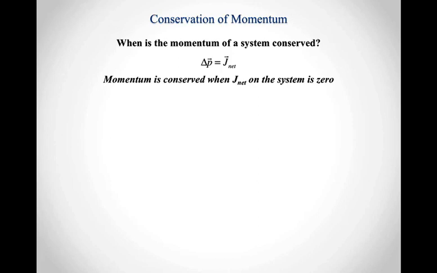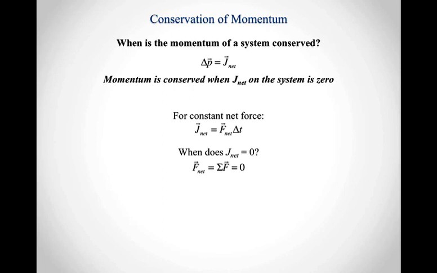And it starts in the same way. Again, if you think about the impulse momentum theorem, it's going to basically tell us when momentum for a system is conserved. So the impulse momentum theorem says that the change in momentum is equal to the net impulse exerted on your system. So we know that momentum will be conserved, meaning the final momentum will be equal to the initial momentum, when the net impulse exerted on the system is zero. And so the next question becomes, well, how do you get J net to be zero?